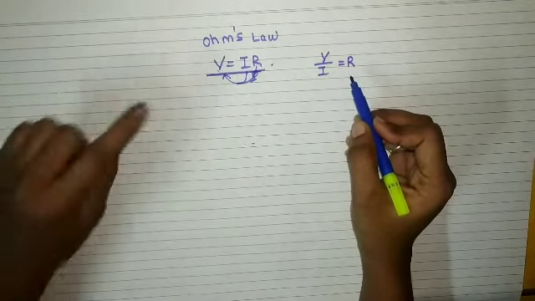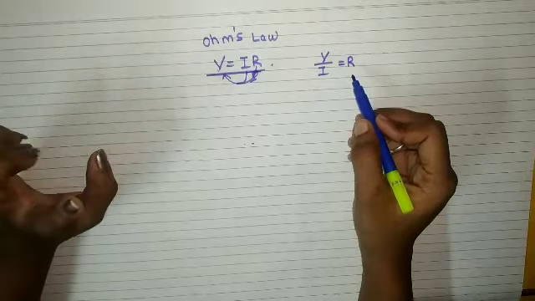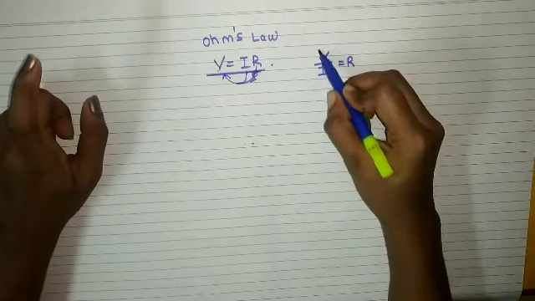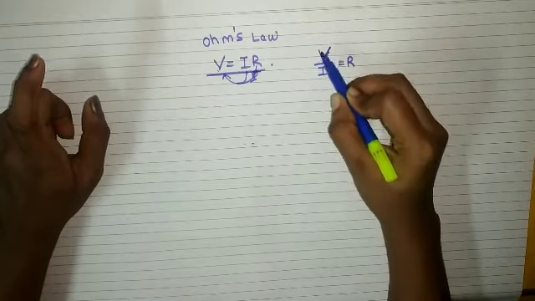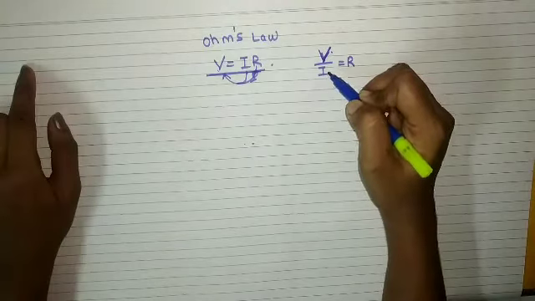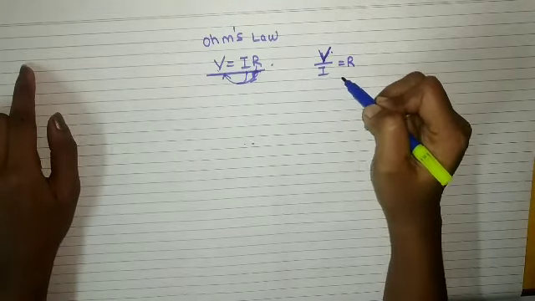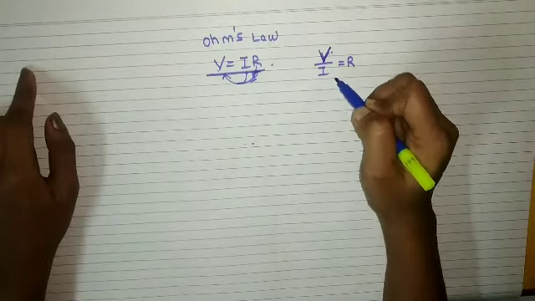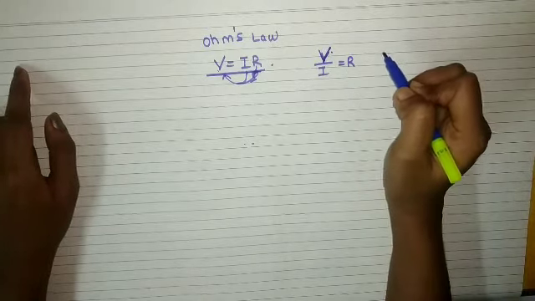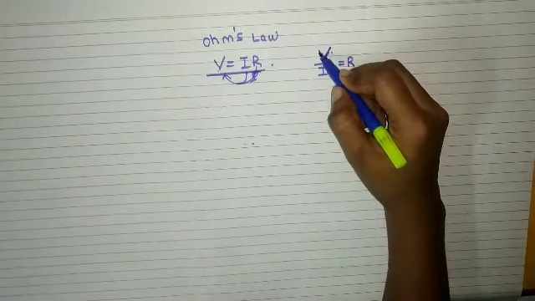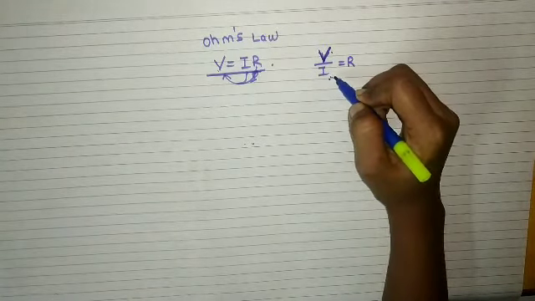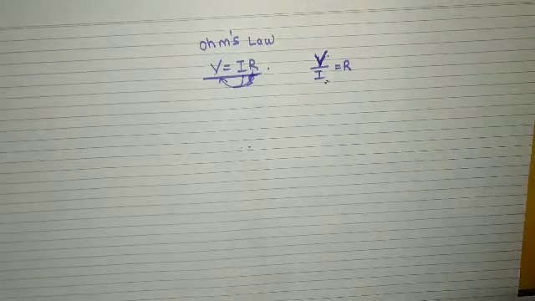So what does Ohm's law state? Ohm's law states that the potential difference or voltage applied between two points, to the current flowing through it, is constant provided the temperature is kept constant. So this ratio V by I is constant when the temperature is kept constant.